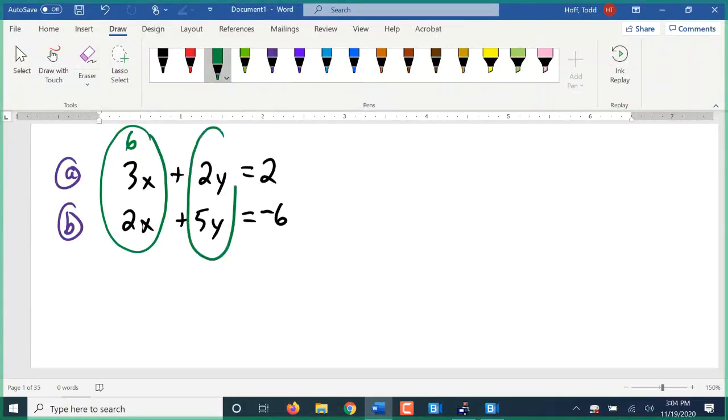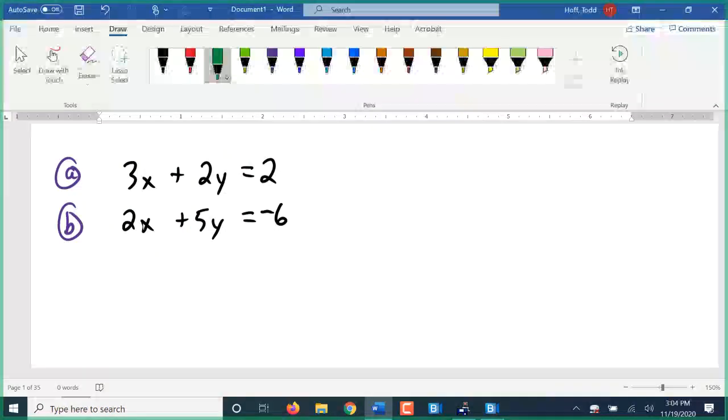For y, I have coefficients of 2 and 5. That would give me a common multiple of 10. So I could turn the x's both into 6's, or I can turn the y's both into 10's so that I can eliminate one. It really doesn't matter which. I'm going to choose to turn the x's into 6's because it's a little bit smaller number. But it really doesn't matter. It'll be the same amount of work no matter which one we did.